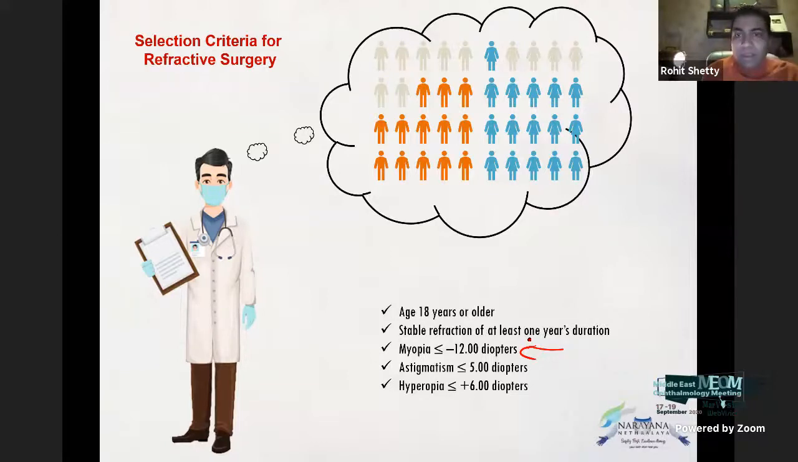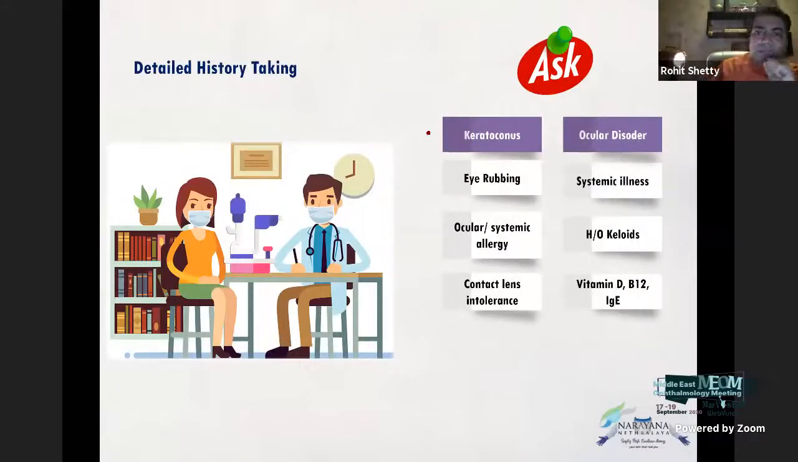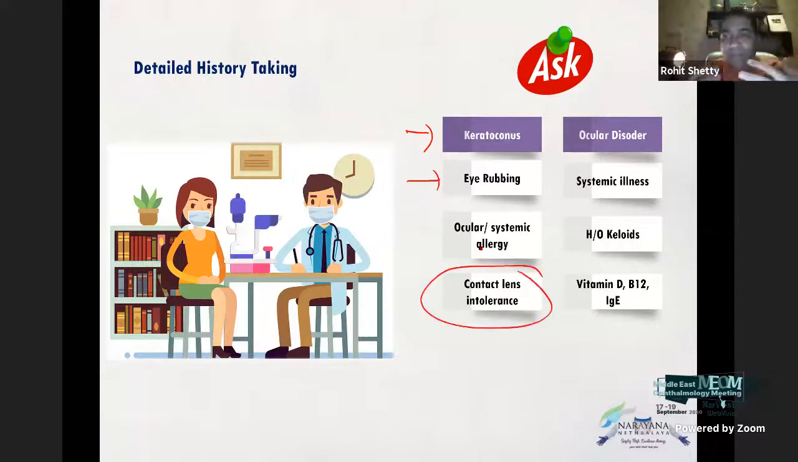And hyperopia changes. What history is important today is the family history of keratoconus. It's a very important history, which in earlier times we would never ask. It is very important. Eye rubbing. There are people who are used to eye rubbing. People who have systemic allergy. Contact lens intolerance is very important. I'll come to why it is important. History of keloids, systemic disease, and this is something which we normally don't ask.